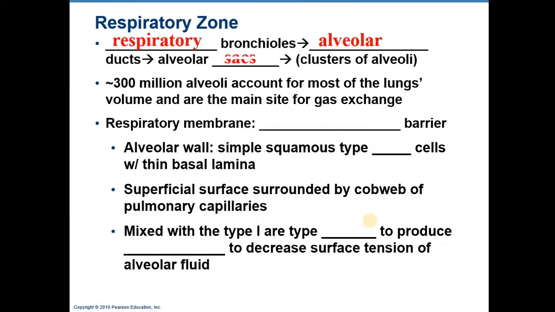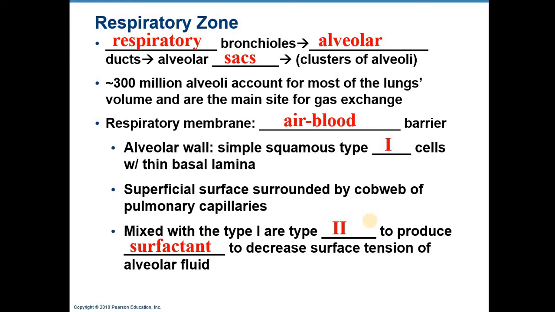So the respiratory zone is what we're into now. Before, you were in the conducting zone, which is just movement of gas. Now we're leading up to the point where we actually have exchange of gas that will take place. And with that, you have the respiratory bronchioles that go into the alveolar ducts. The alveolar ducts go into the sacs, and the alveolar sacs consist of the individual alveoli.